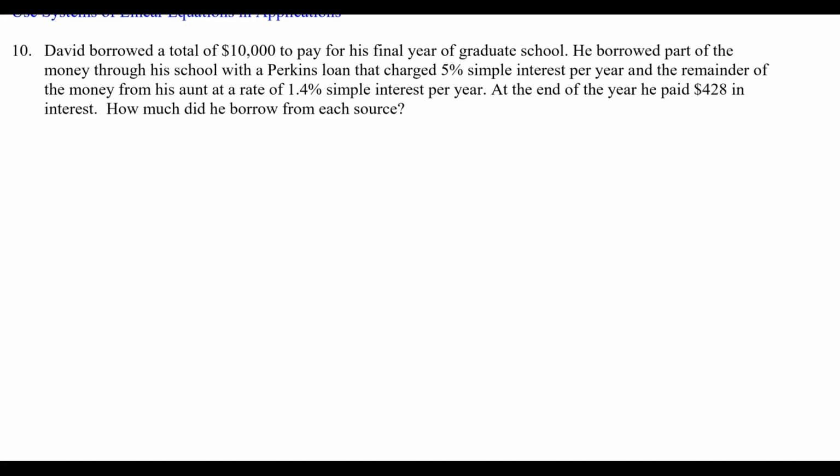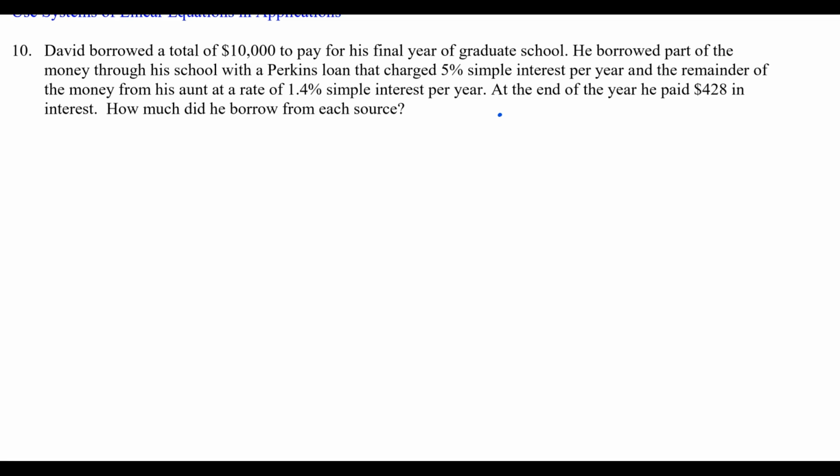So now we're going to look at setting up systems of linear equations for application problems. In this case, David borrowed a total of $10,000 to pay for his final year of graduate school. He borrowed part of the money through his school with a Perkins loan that charged 5% simple interest per year, and the remainder of the money from his aunt at a rate of 1.4% simple interest per year. At the end of the year, he paid $428 in interest. How much did he borrow from each source?